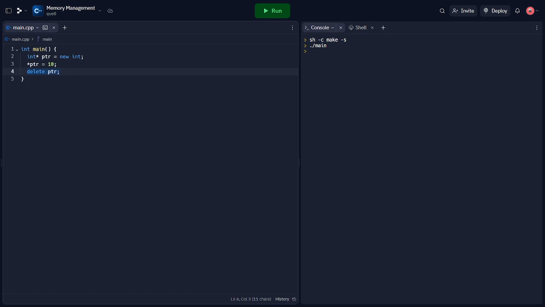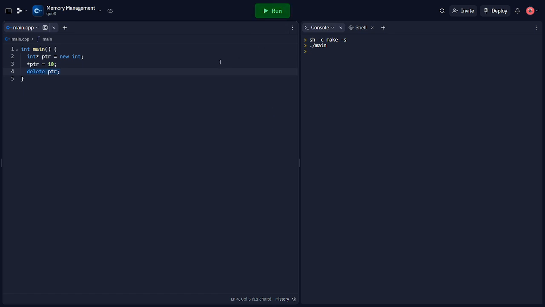leaks. The stack is faster and easier to manage, but it has limited space. The heap, on the other hand, provides more flexibility and has a larger size, but it requires careful management to avoid memory leaks and fragmentation.